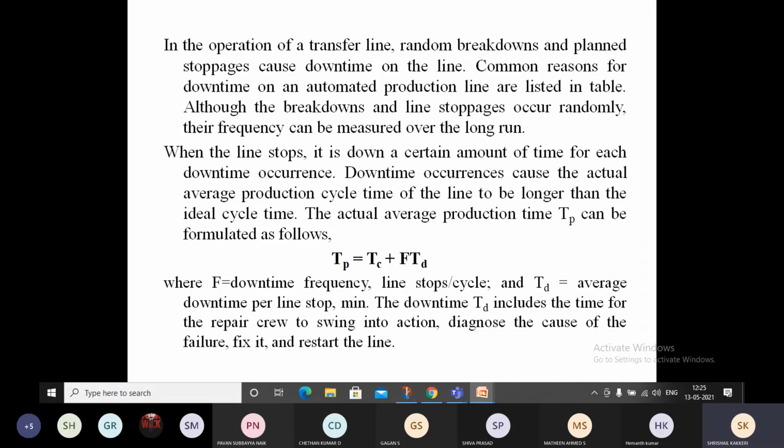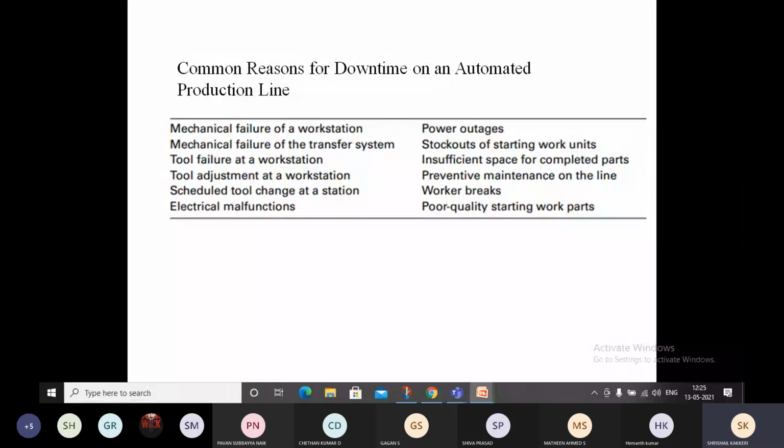So Tp is equal to Tc plus FTd, and the frequency of failure, it happens in approximately 100 cycles, or in 50 cycles. The probability of failure is the stoppage per cycle. For example, if in 100 cycles the stoppage happens one time, that particular downtime will be divided over 100 cycles, so 1 by 100. That is the Tp. And why? What are the reasons here?